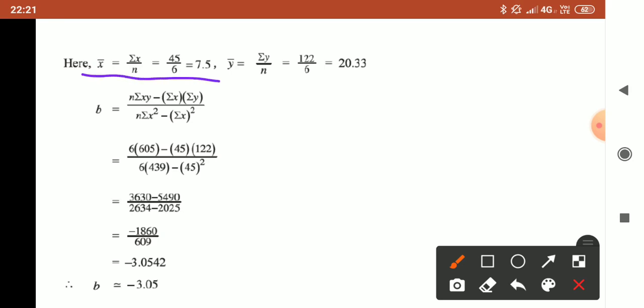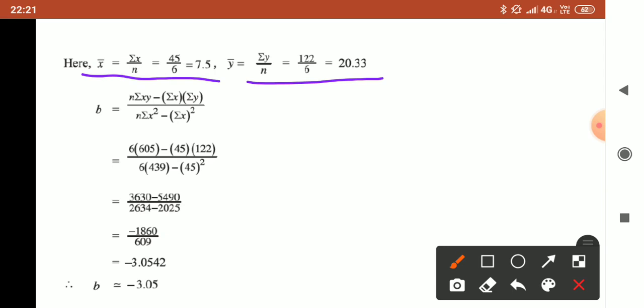Here your first step is to find x bar. So x bar equals 7.5. Your second step is to find y bar. Similarly, y bar equals 20.33, that is sigma y upon n. Sigma x is given 45, sigma y is given 122, and n is given 6. So we will divide all this and we will get the values of x bar and y bar.